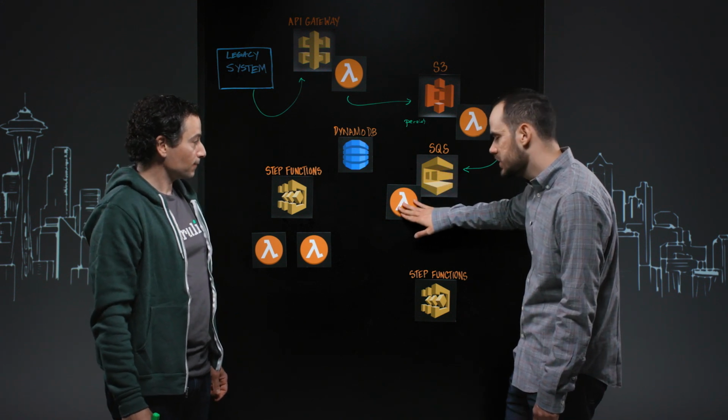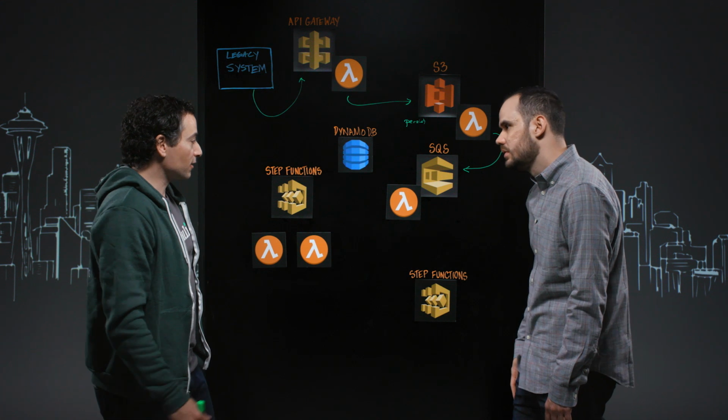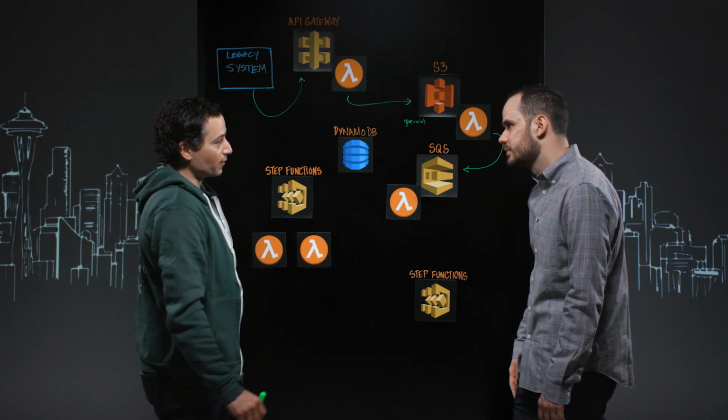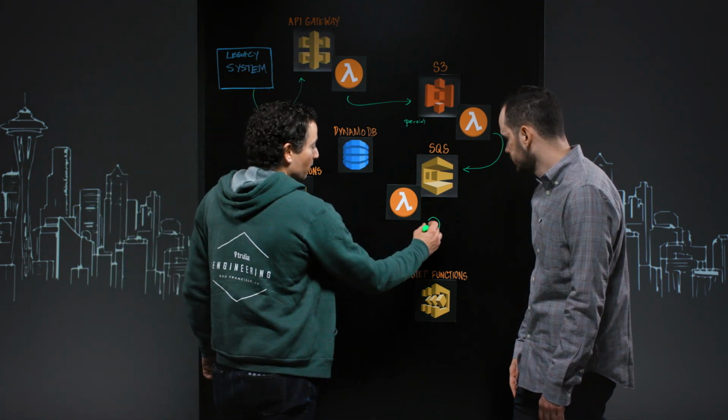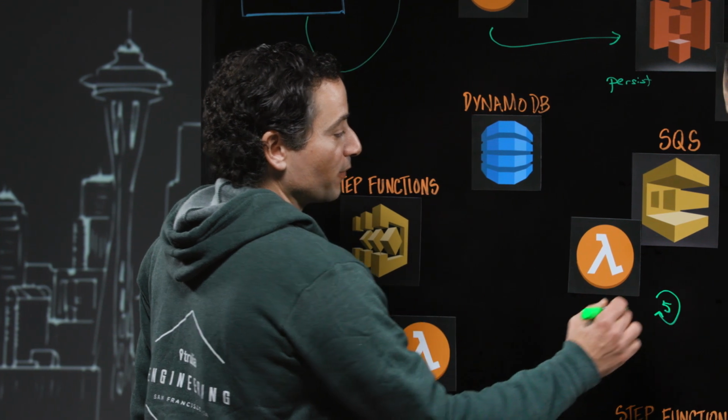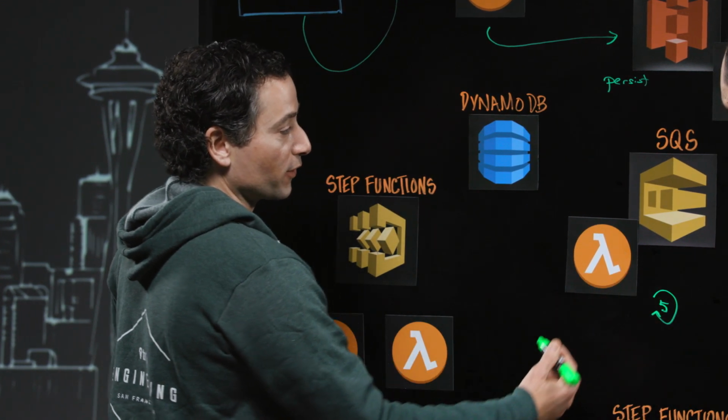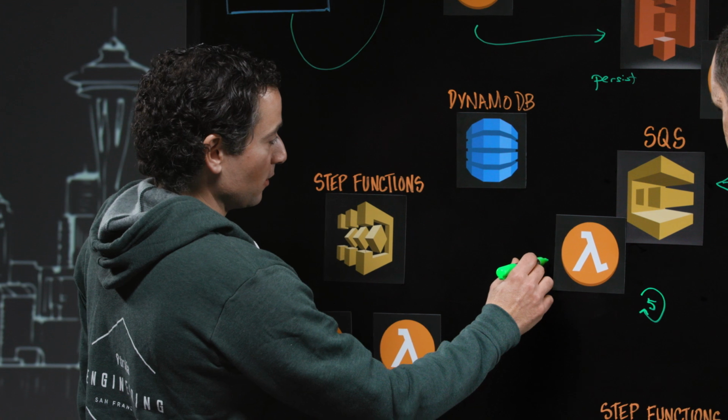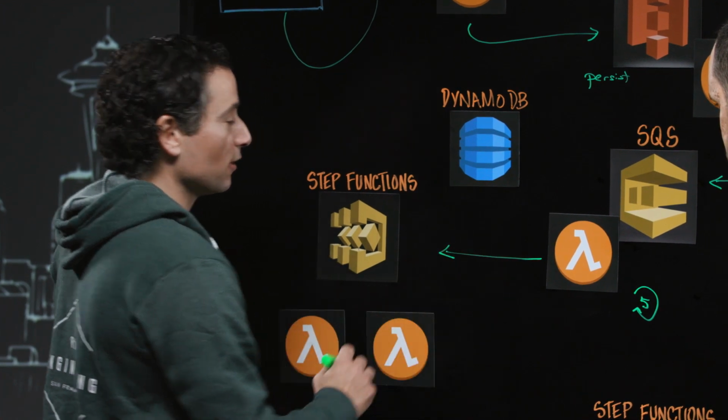There's another Lambda function here. What are we doing with this one here? Yeah, this is a CloudWatch trigger that runs every 5 minutes. It essentially wakes up every 5 minutes and picks up a bunch of events off the queue, and it sends those events into step functions.